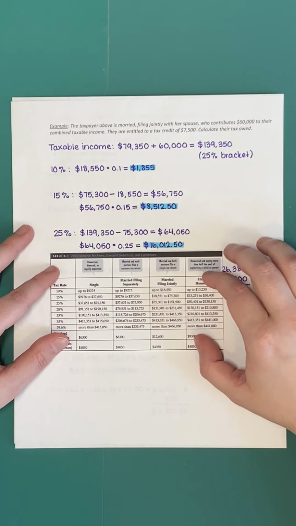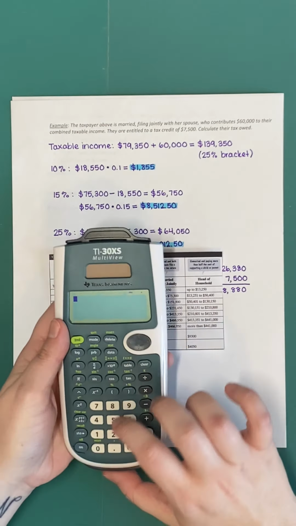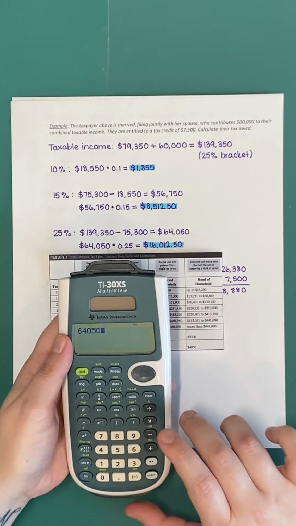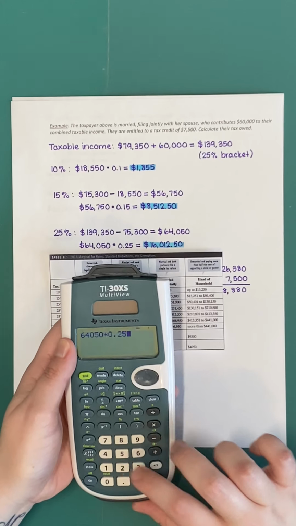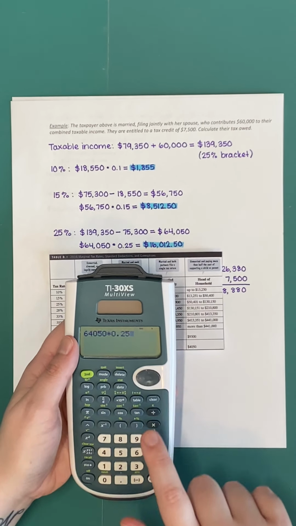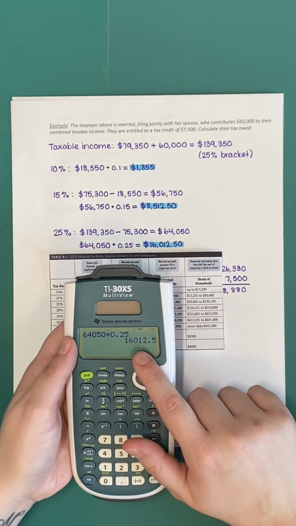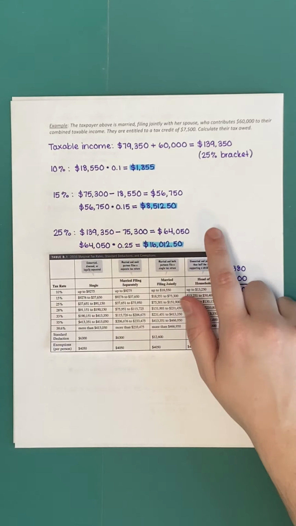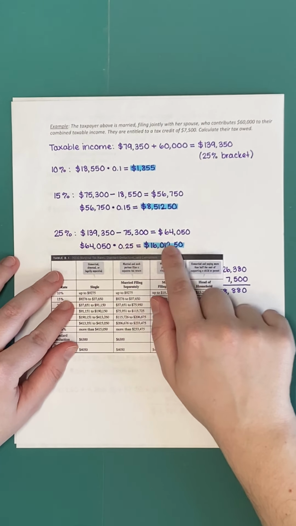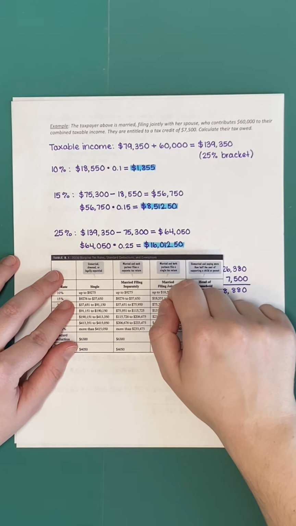So I'm going to apply the 25% rate to my last range of income. So $64,050, I'm applying a 25% rate, so times 0.25. Remember, you cannot multiply it by 25. You multiply it by the decimal version of 25%, and that's going to give us $16,012.50. So that's going to be my last amount of tax. That's the amount of tax applied to that particular range of income.